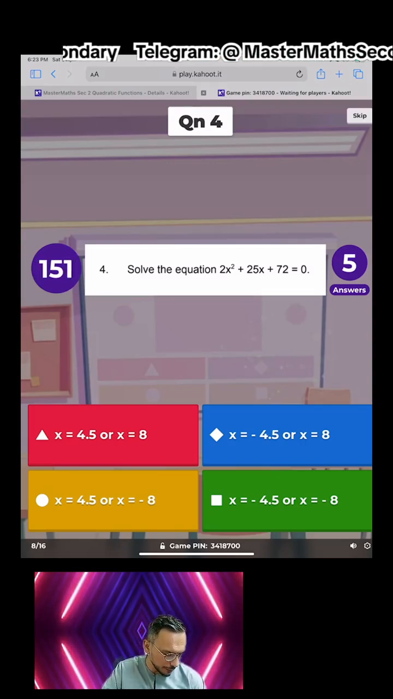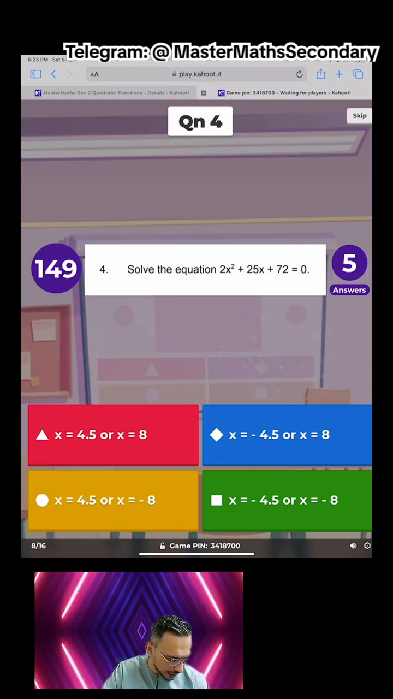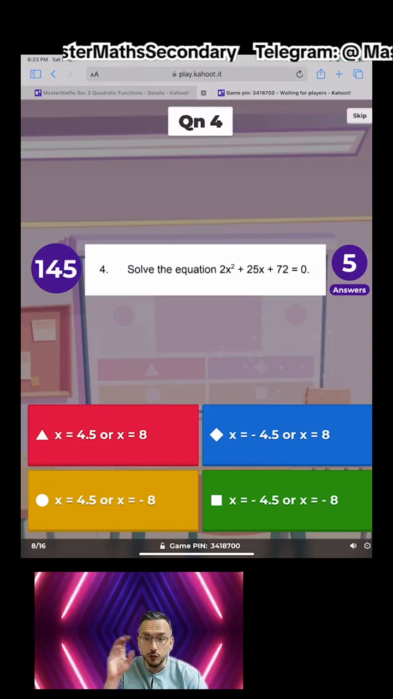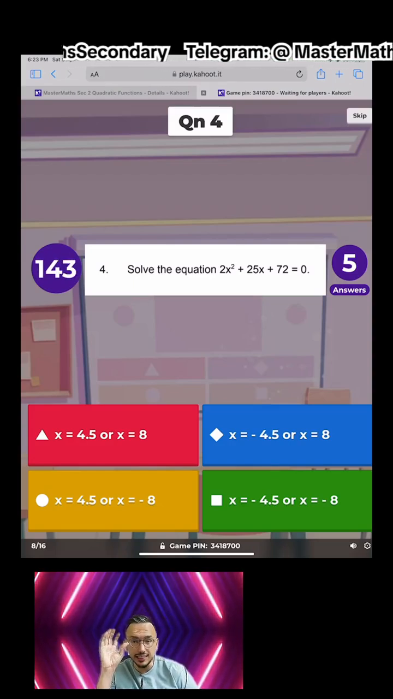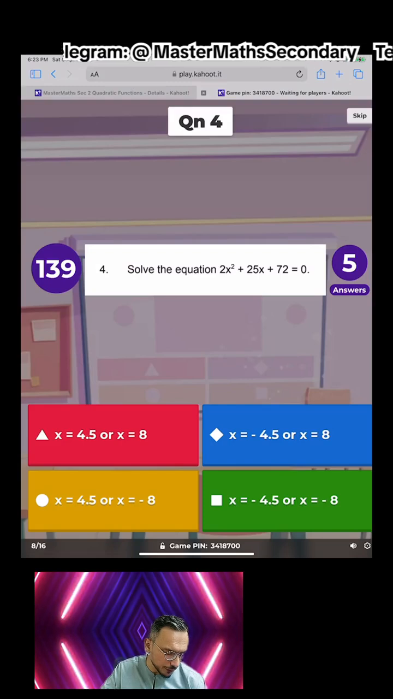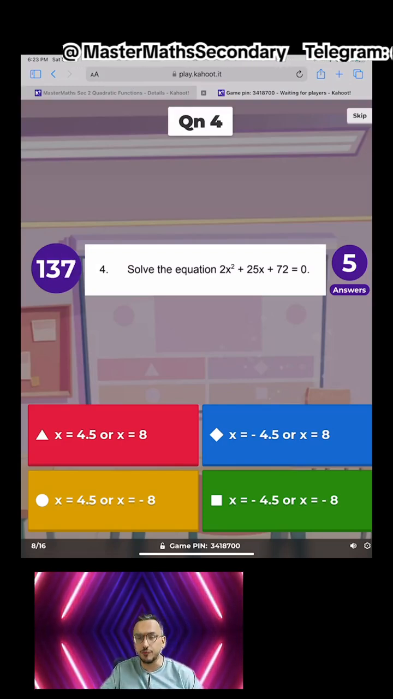Be careful lah, is it x equals 4.5, x equals negative 8? So be careful of the negative sign. There's a negative sign, guys. Then x equals negative 4.5 or x equals negative 8.